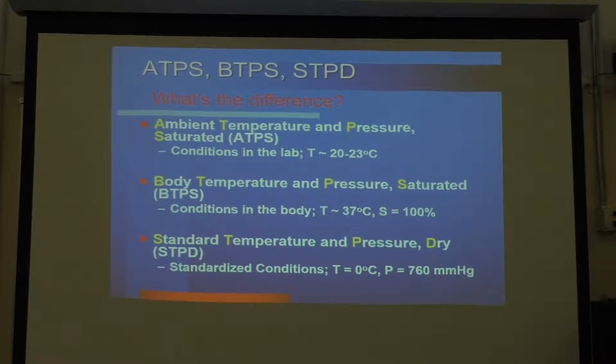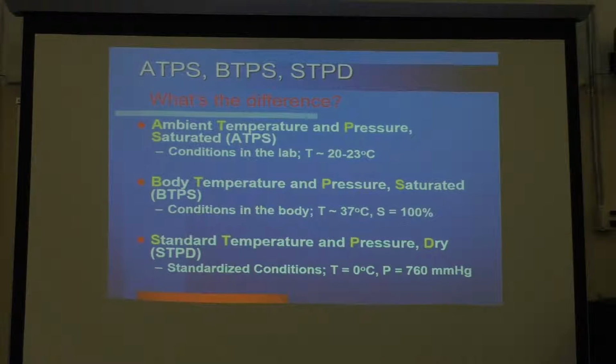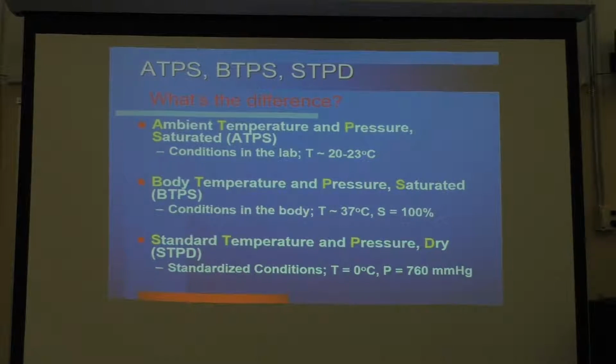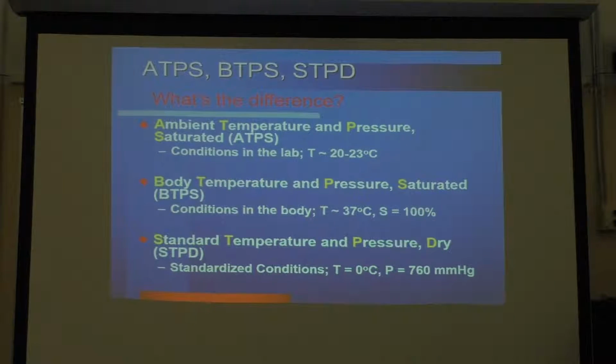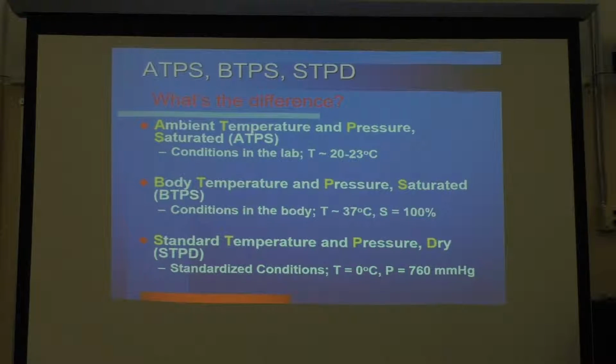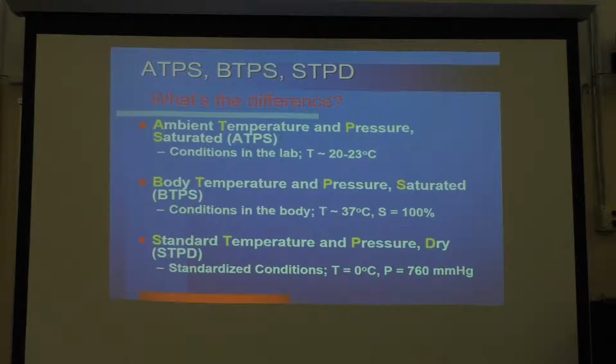Anytime we're talking about a volume of air, specifically, we need to consider the different conditions in which air may be. Specifically, when we're talking about a clinical measurement of air or an air volume, we're talking about ATPS, BTPS, or STPD. Now you might be wondering, why are we talking about different conditions?